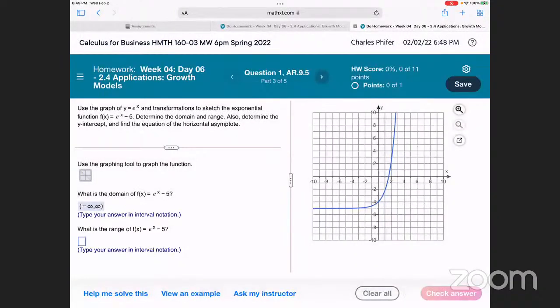The range, so if the domain is the very left to the very right, the range is the very bottom to the very top, right? With exponential graphs, we have a horizontal asymptote that we don't cross. So it looks like the graph touches the line y equals -5, but in actuality, y equals -5, for this specific example, is a horizontal asymptote, which means we get infinitesimally close to it, but it actually doesn't touch it.